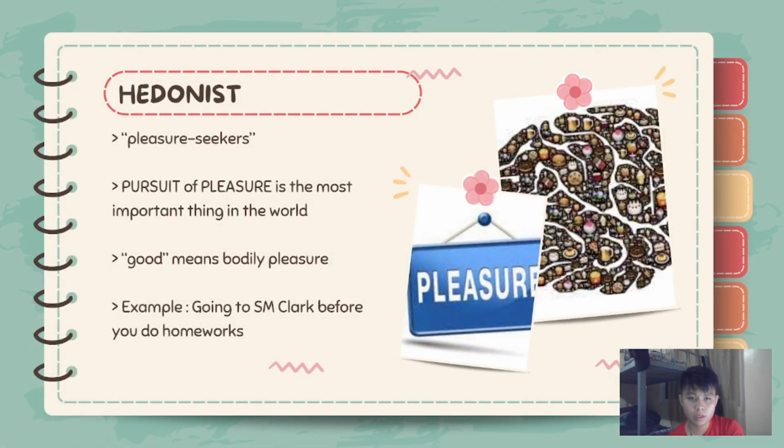First, hedonists. Hedonists are people who think the pursuit of pleasure is the most important thing in the world, so they are most likely regarded as pleasure seekers. For them, good means bodily pleasure. If they satisfy their needs, then that action is considered good. For example, going to SM Clark before you do homework. Since going to SM Clark gives you satisfaction and you do it because you like it, going to SM Clark rather than doing homework is considered good for a hedonist.